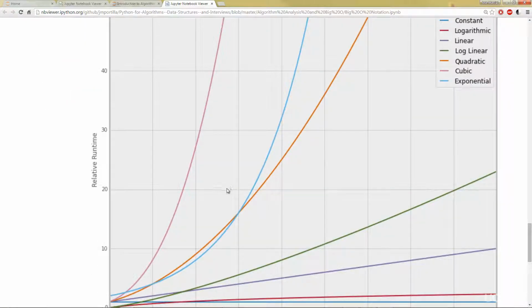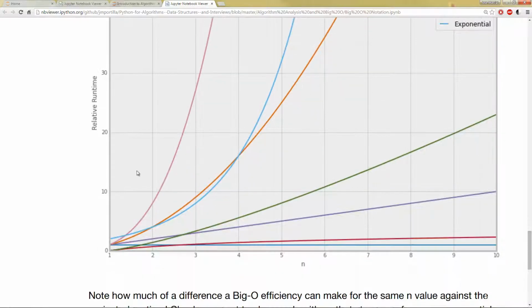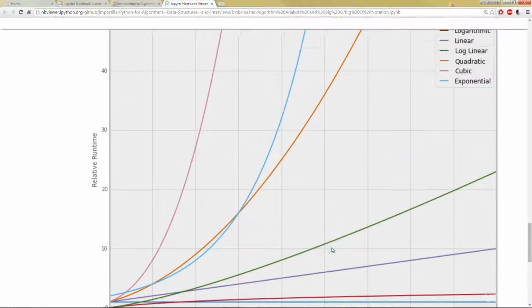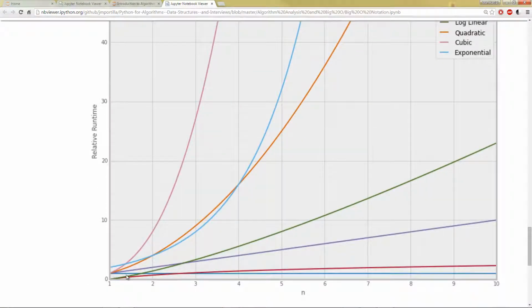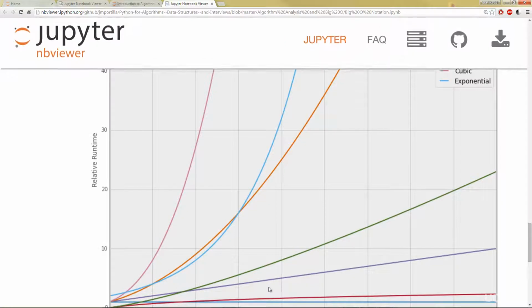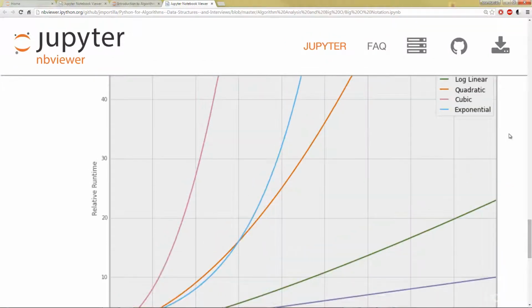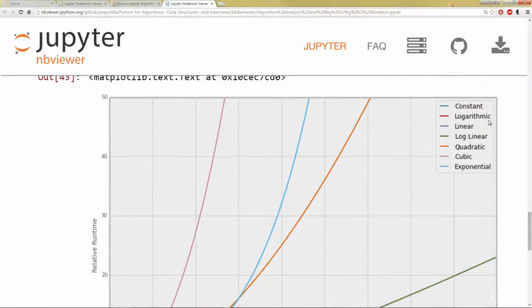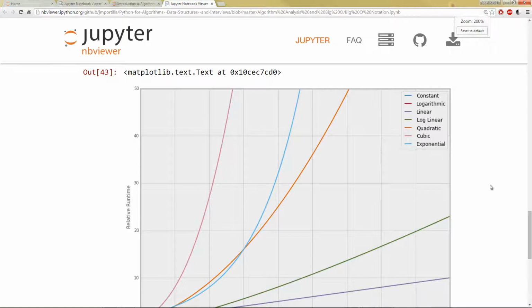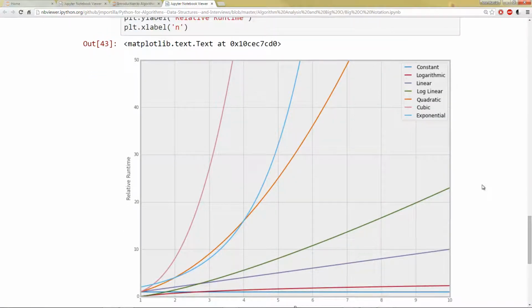So here we can compare the growth of relative runtime versus the size of the input. You can see here in constant time, you'd have a straight line, and then you'd also have logarithmic, log linear, quadratic, and cubic and exponential. So let's go ahead and zoom out a bit so we can see them all. Here we go. So you can see that there's a big impact if you don't have a good big O for your algorithm. There's a huge difference that a big O efficiency can make for the same n value against some sort of projected runtime.